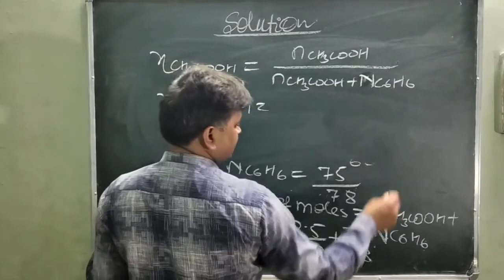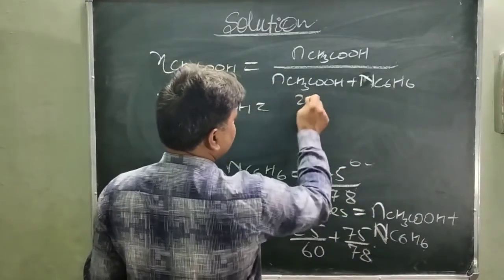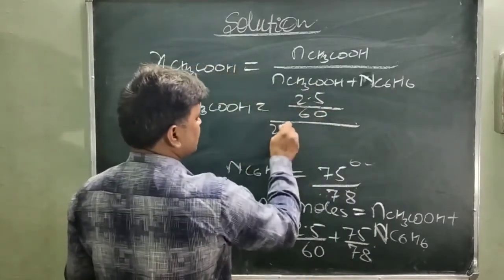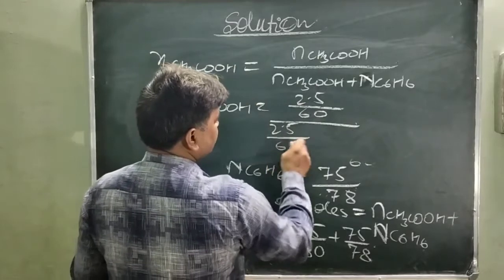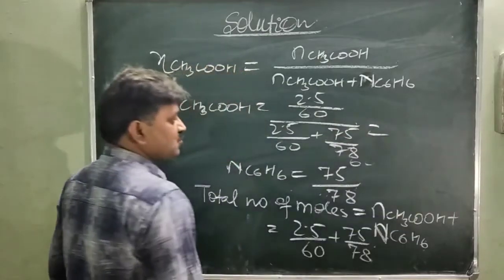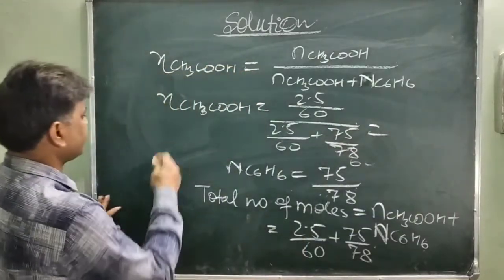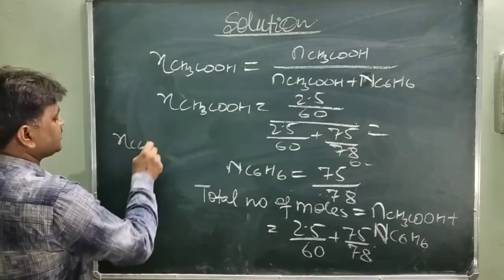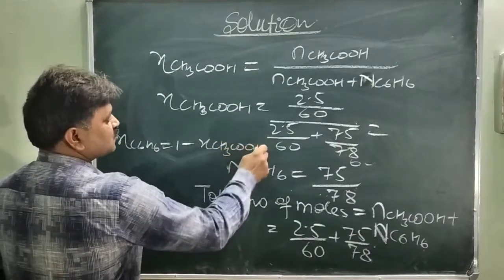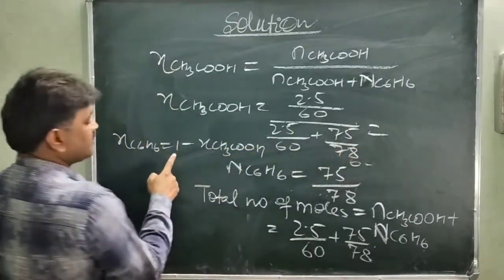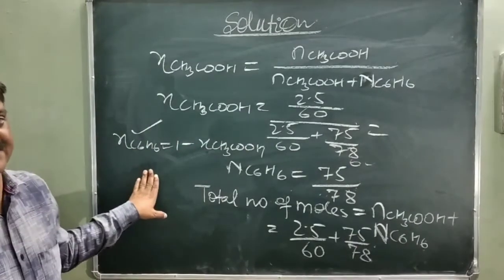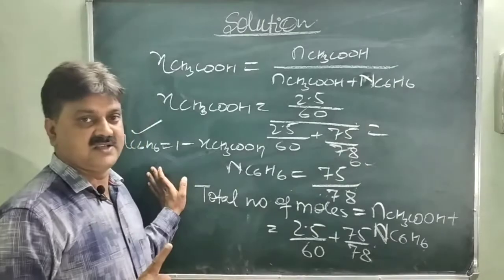The value of acetic acid, CH3COOH, is 2.5 upon 60, plus 75 upon 78. Now calculate yourself. Whatever value comes here, you can find out that X of C6H6 is equal to 1 minus X of CH3COOH. Whatever value you calculated, subtract it from 1, and you can find out the mole fractions of benzene. So calculate yourself. Is it clear?